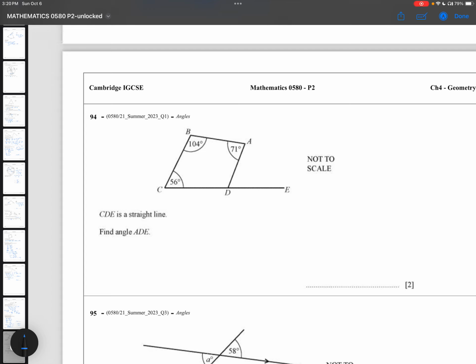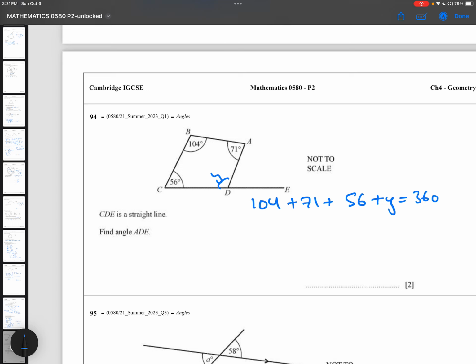In question number 94, I have been given CDE, a straight line. I need to find the angle ADE. Again, a very easy question. First, I need to calculate angle ADC. So this angle ADC will be equal to, let's name it Y. ABCD is a quadrilateral and the sum of interior angles of a quadrilateral is 360. So 104 plus 71 plus 56 plus Y will be equal to 360.